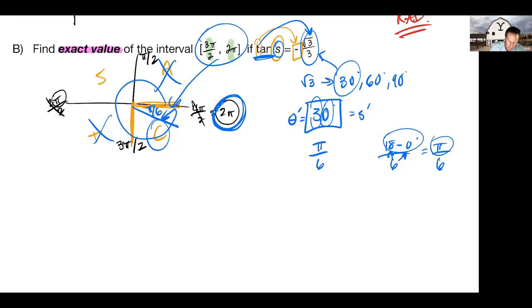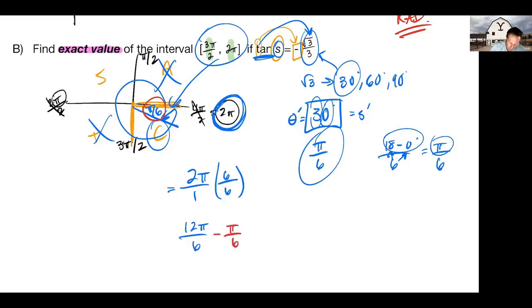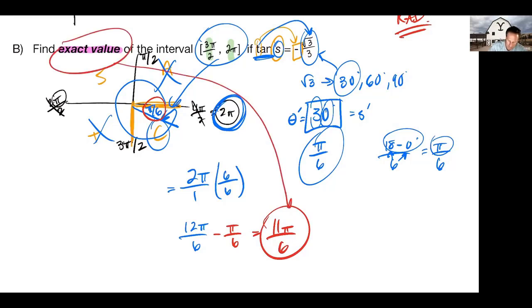Which for us, since I know 2 pi is what we're dealing with going all the way around, and I want it to be over 6 as my reference angle, I'm going to multiply by that to get 2 pi is equal to 12 pi over 6. There's my 2 pi. But remember, we said we wanted to come back a pi over 6. So I will subtract off a pi over 6 to get 11 pi over 6 as our answer. And again, that is what is called an exact value.